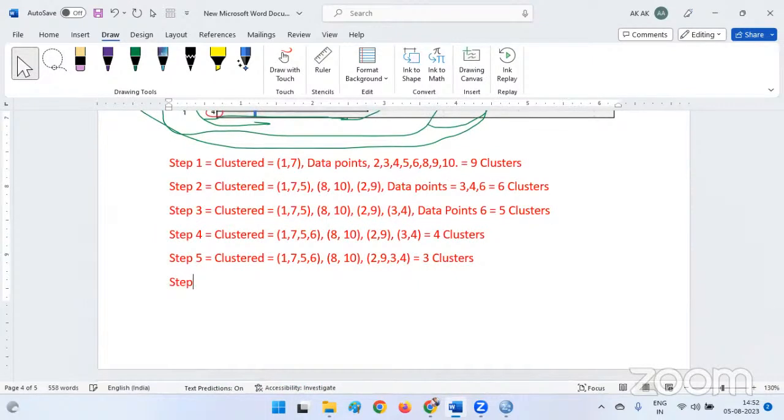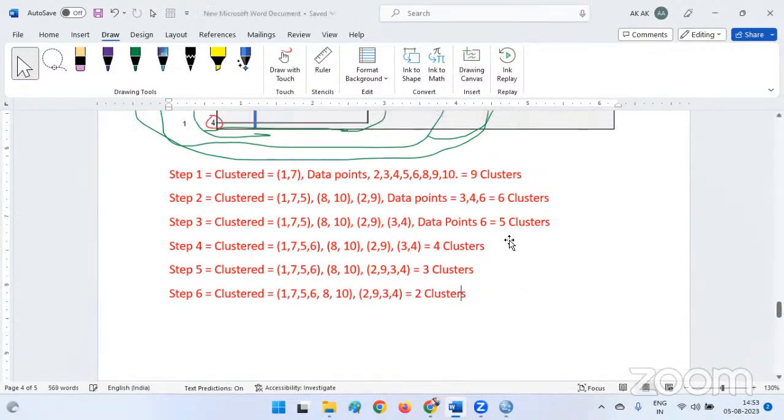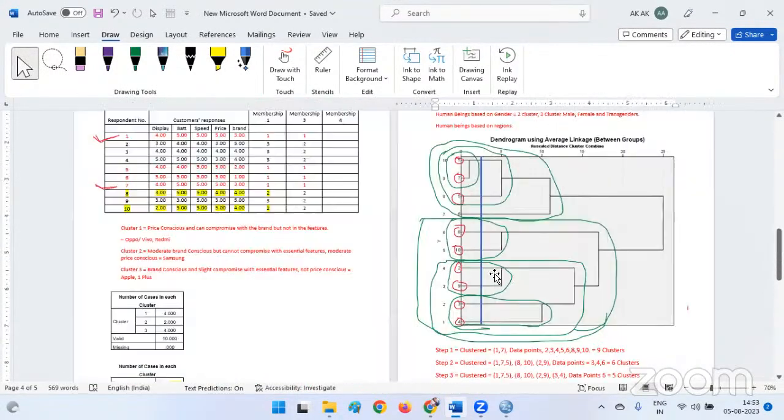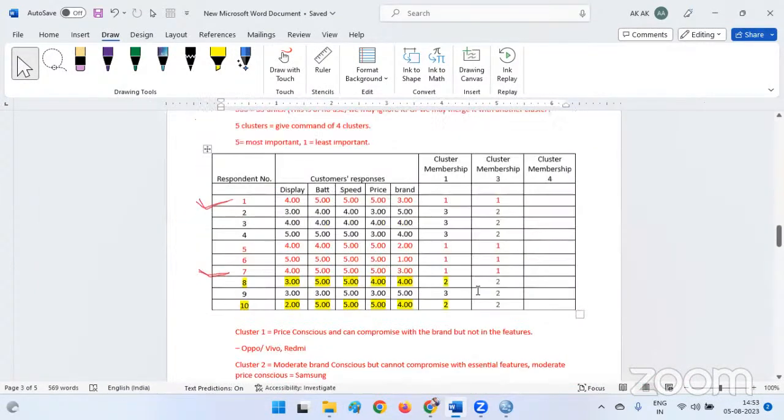Step number 6. The cluster is the same. Only this bracket will open, and this is one cluster, this is two clusters. There is hardly any difference between cluster number 1 or cluster number 2, it doesn't matter. Okay, two clusters. And even if we go beyond this, this is the last merge and the whole thing will be one cluster. So that does not make any sense in the cluster analysis.